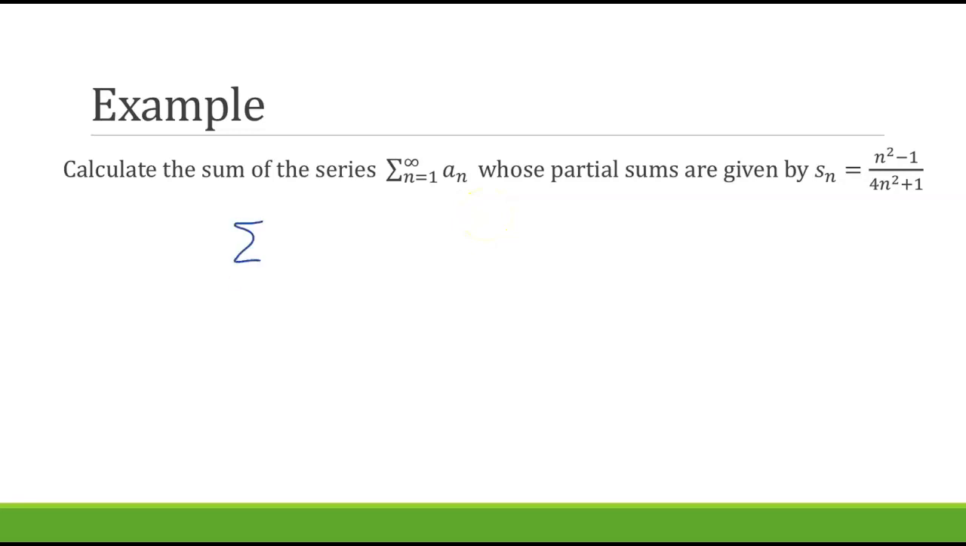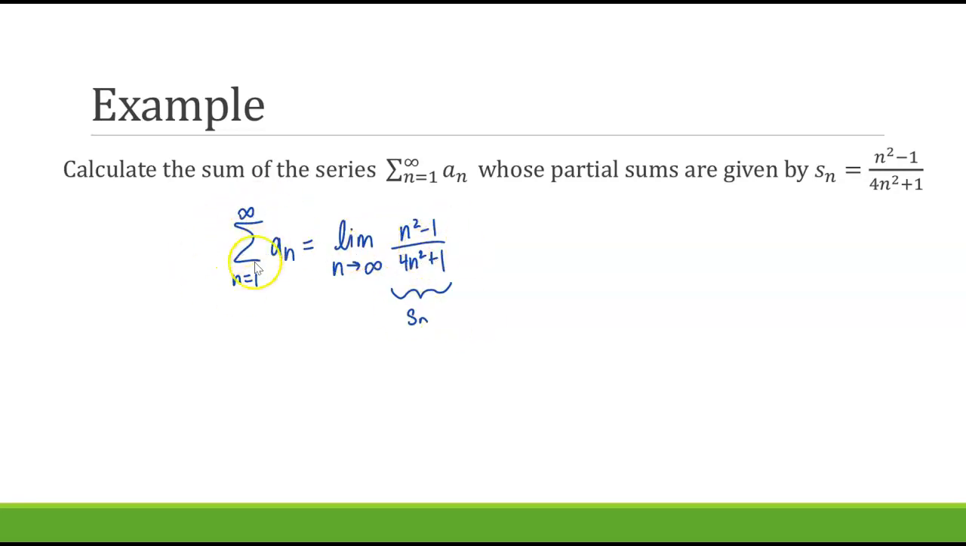So we know that the infinite series, n equals 1 to infinity of a sub n, is always equal to the limit as n approaches infinity of the partial sum formula. And we are given that partial sum formula: n squared minus 1 over 4n squared plus 1. So this right here is S sub n. It is given. Very rarely is it given. And again, that process of finding it is often very complicated. So here, it's really nice. It was given to us.